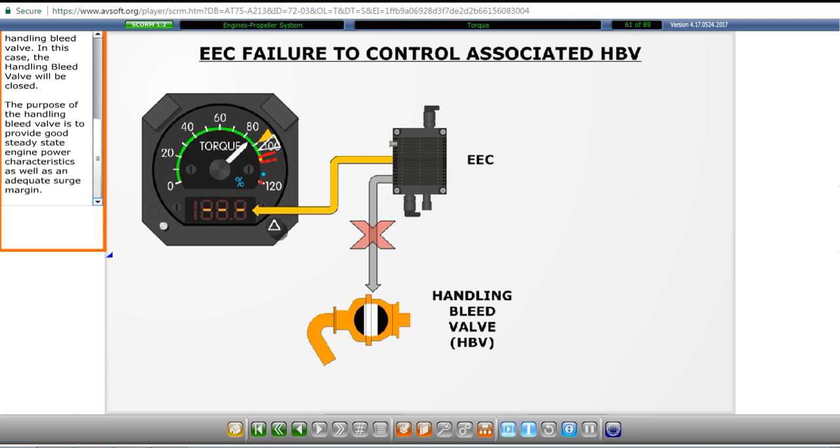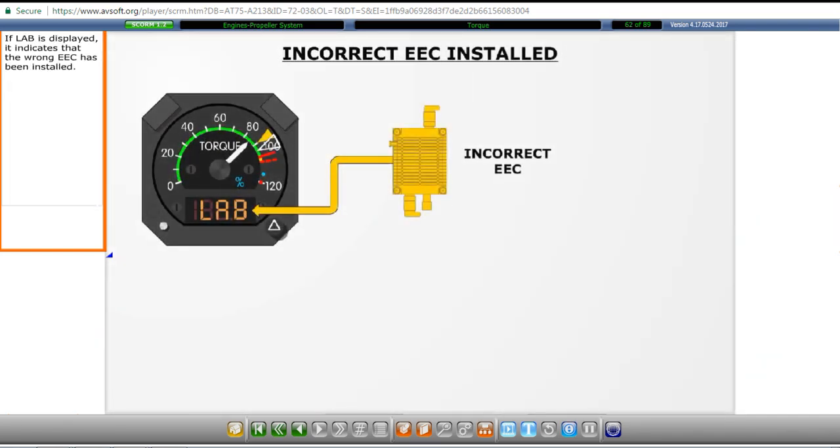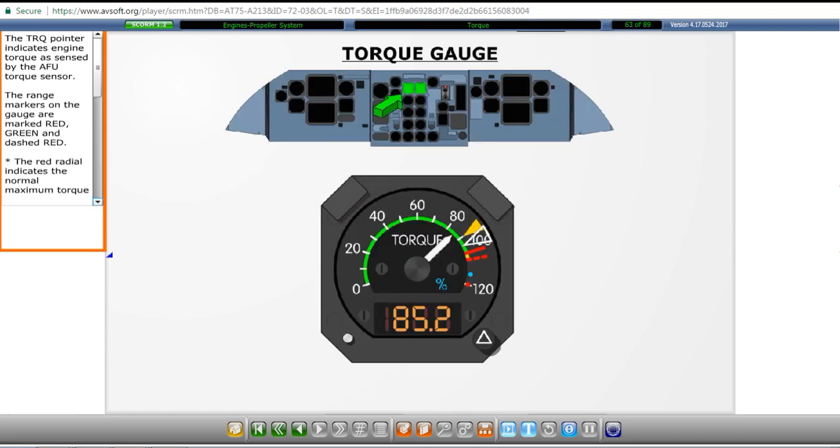The purpose of the handling bleed valve is to provide good steady-state engine power characteristics as well as an adequate surge margin. If LAB is displayed, it indicates that the wrong EEC has been installed. The torque pointer indicates engine torque as sensed by the AFU torque sensor.